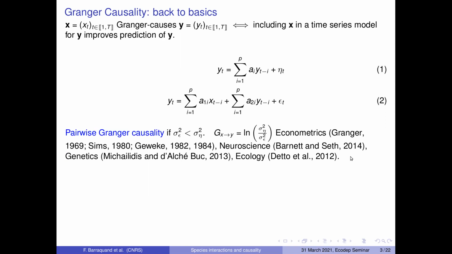This is something that has been done a lot in econometrics, in neuroscience. In neuroscience, they have a lot of generalization of this concept using different nonlinear techniques, transfer entropies, and so forth. It has been done in genetics as well, and a little bit in ecology by one of my co-authors. So I think the people listening today will know, of course, this already. I'm just stating it so that we can move on to new things.